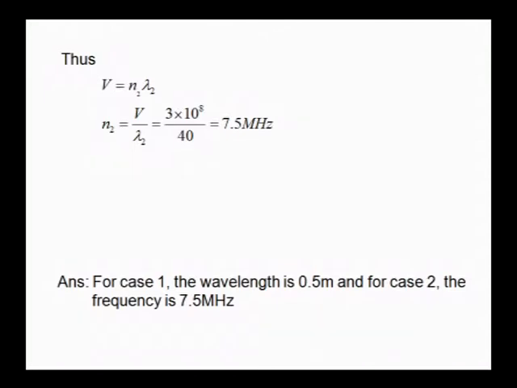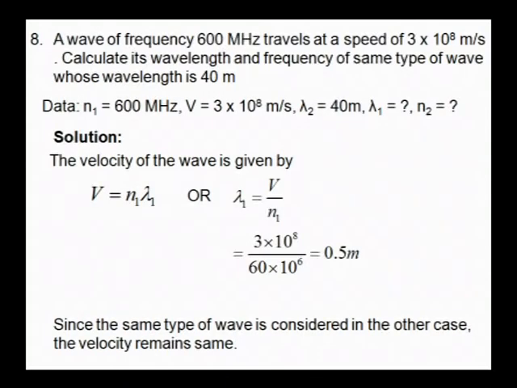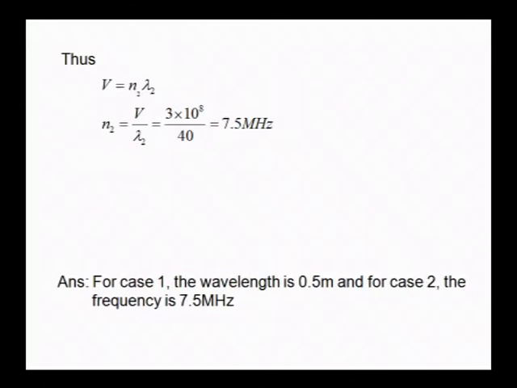So, we can see that the frequency and the wavelength are inversely proportional. As the frequency increases, the wavelength will decrease, or as the wavelength increases, the frequency will decrease. That can be seen here. When the frequency is 600 megahertz, the wavelength is 0.5 meter. When the wavelength is 40 meters, the frequency is 7.5 megahertz. The frequency has decreased. So, the frequency and wavelength are inversely proportional.